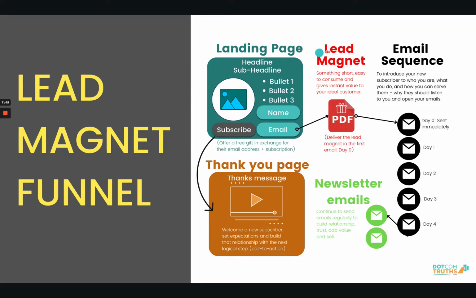Now, that lead magnet you promised they're going to get, that free gift, that PDF, basically gets delivered immediately on day 0, i.e. as soon as they enter their name and email, they immediately receive the email that says, hey, here's the free gift you requested or that I've promised, and by the way, here's a little bit about who I am, what I do, how I can serve you, and why you should continue to listen to me or open my emails. And then you want to continue to build that relationship throughout the emails in an automated fashion. These are known as a campaign or autoresponder.